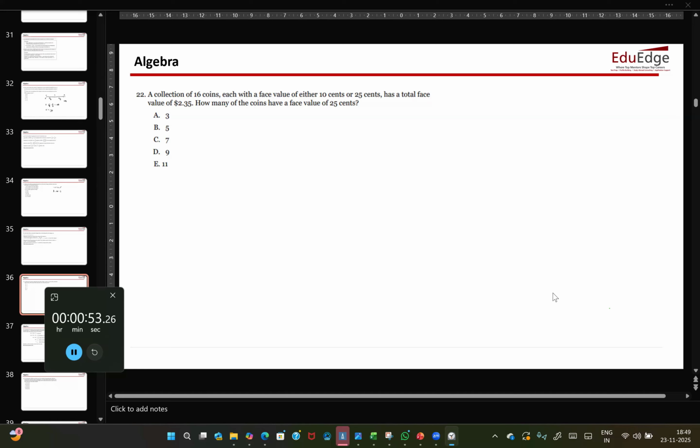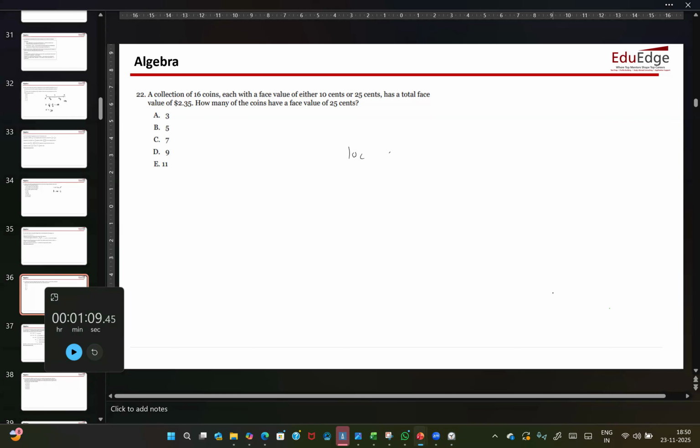So y is 5. What do we need to know? How many coins have face value of 25? 5, no? 5, B. B, right? Correct.